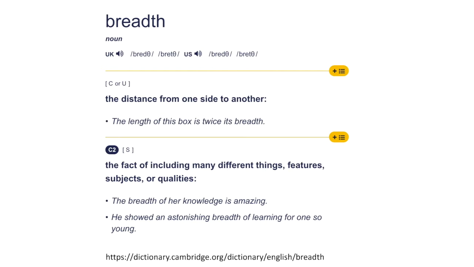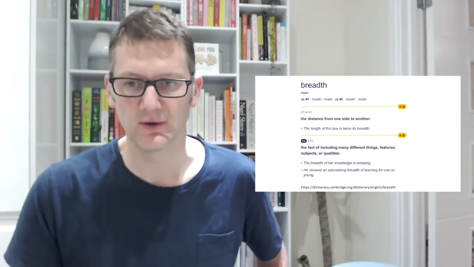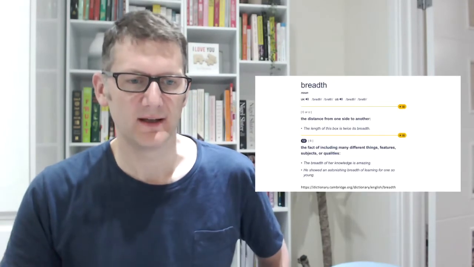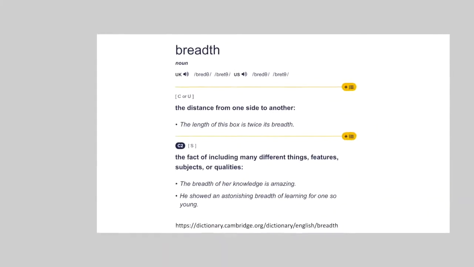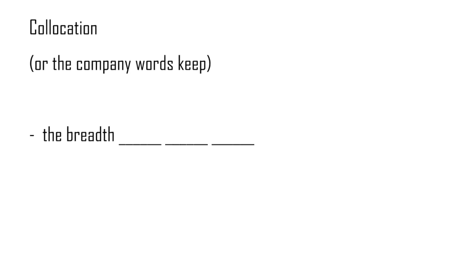And here we have a definition of breadth: the distance from one side to another, or the fact of including many different things, features, subjects, or qualities. So breadth is kind of like width with a slight difference. Now, so that's our meaning. But beyond meaning, I'd like us to think about how we use this word, either in writing or in speaking.